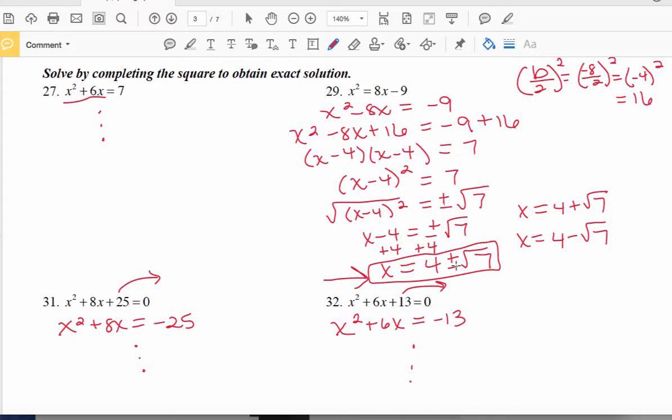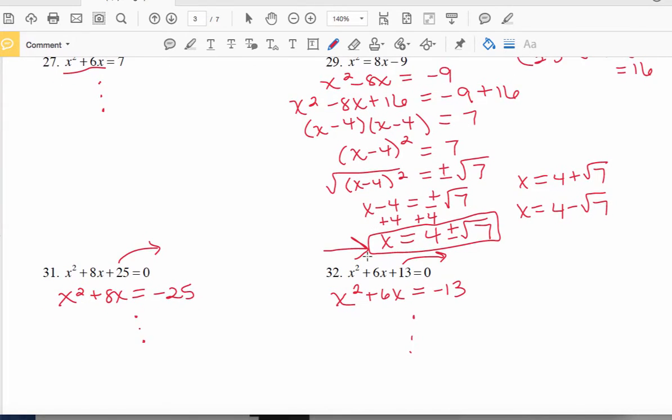Isolate your x's, add b over 2 squared to both sides, factor the left side into binomial twins, write the factors exponentially, square root both sides, and then add or subtract the number that's left with the x in the last step.